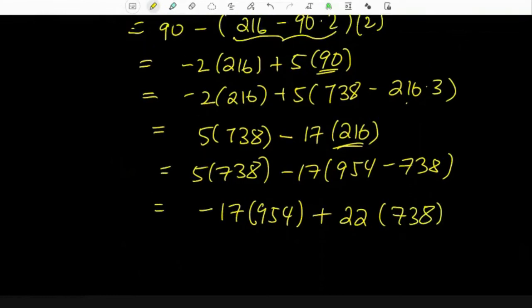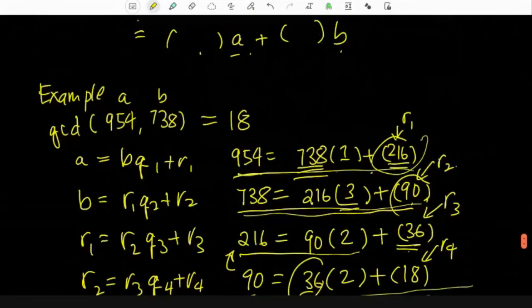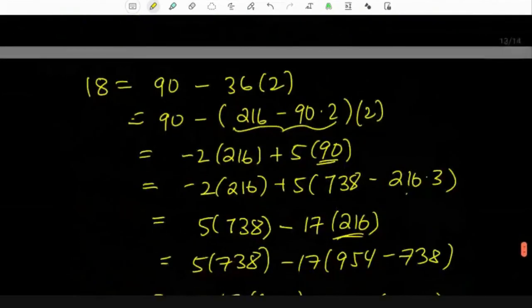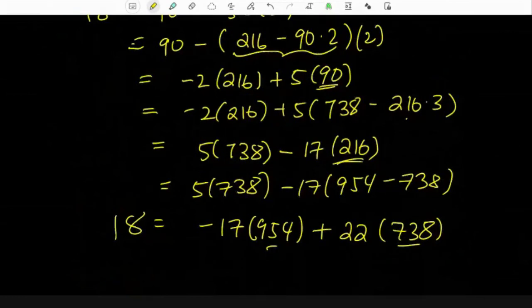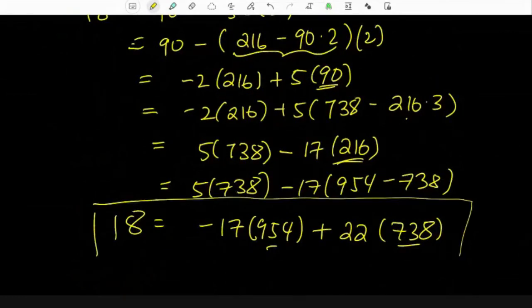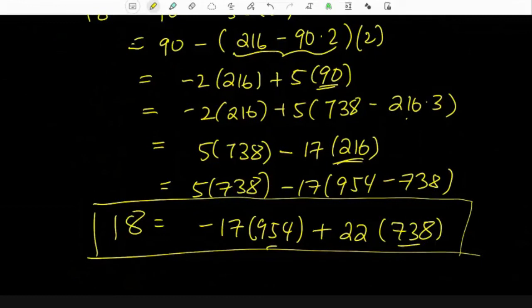Now, this is already the last step, since the 954 and 738 are both there. This is the 954, and this is the 738. So 18 is equal to a linear combination of A and B, where negative 17 is X0 and positive 22 is Y0. Okay? So that's the power of the Euclidean algorithm.